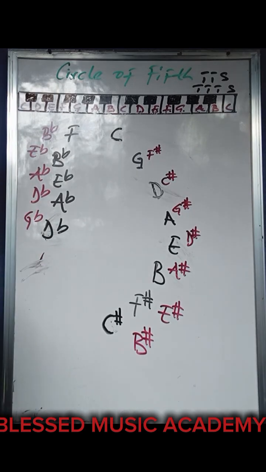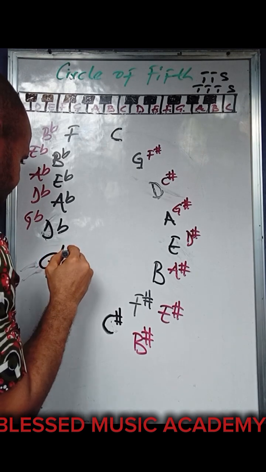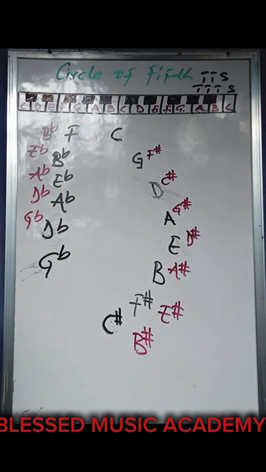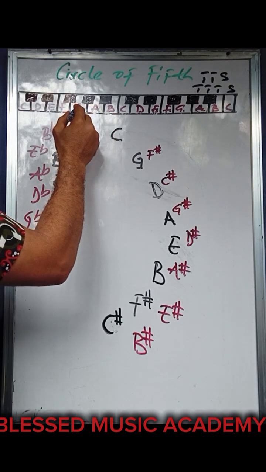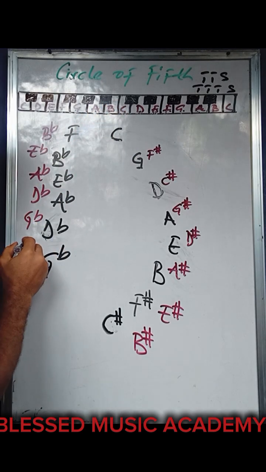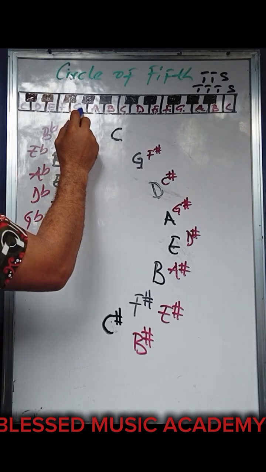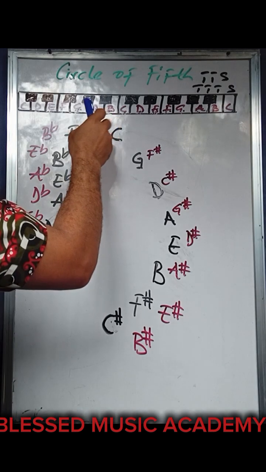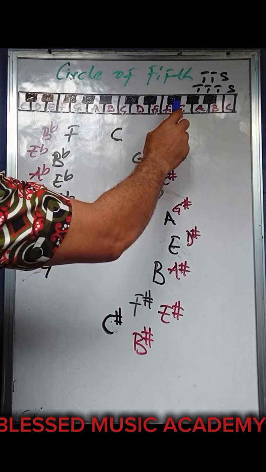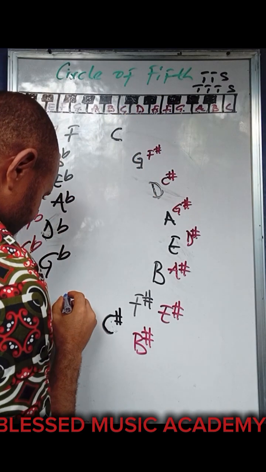G flat major is the next key on circle of fifth. Then from G flat, G, count your 4 to know the key that should be flattened. 1, 2, 3, 4. C flat. Okay, so 1, 2, 3, 4. C flat. All right, so what is the next thing? You count your fifth from your G backward. 1, 2, 3, 4, 5. C flat.